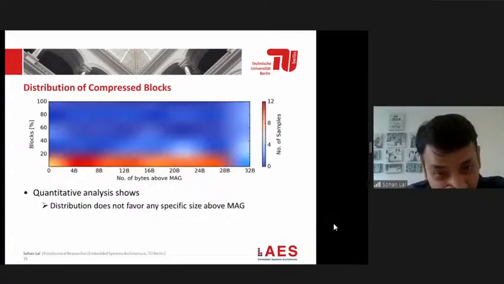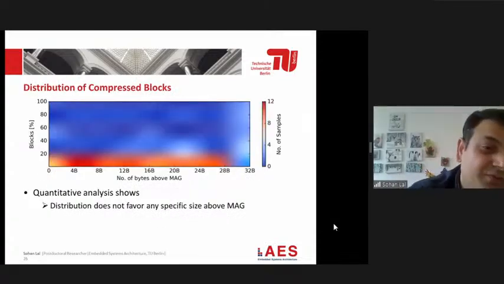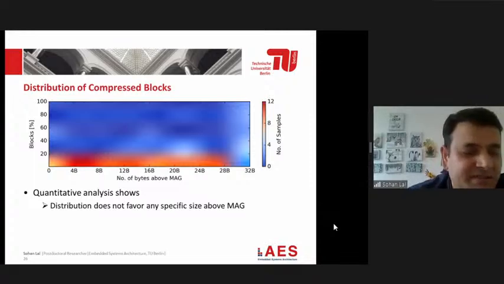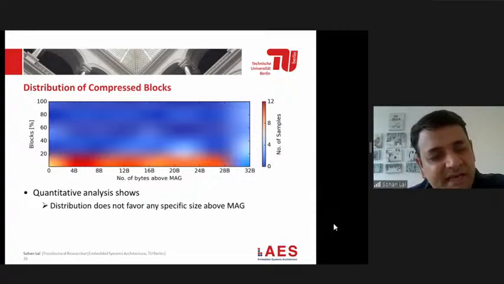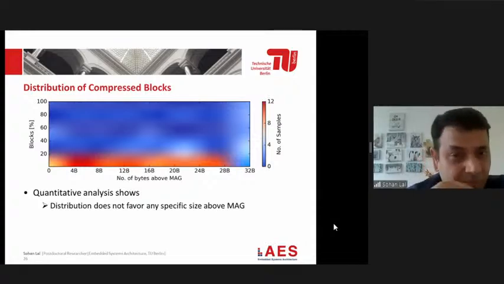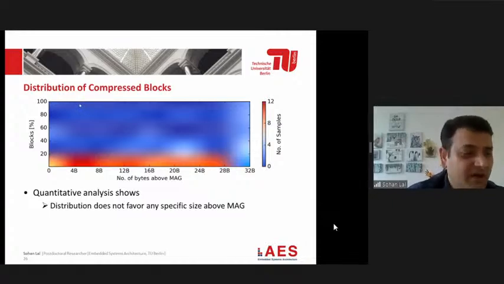And then we try to investigate further in detail, because this is what you do in research. You want to get to the bottom of the problem. As I said in the beginning, once you understand the problem, you can propose solutions. So now we try to understand the distribution of the compressed blocks. This figure shows the number of bytes above memory access granularity.